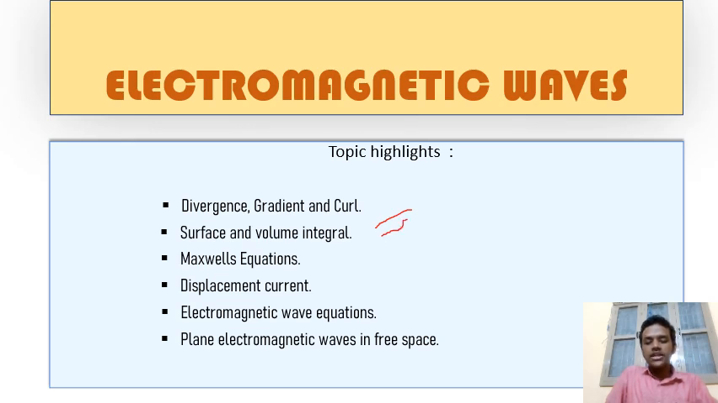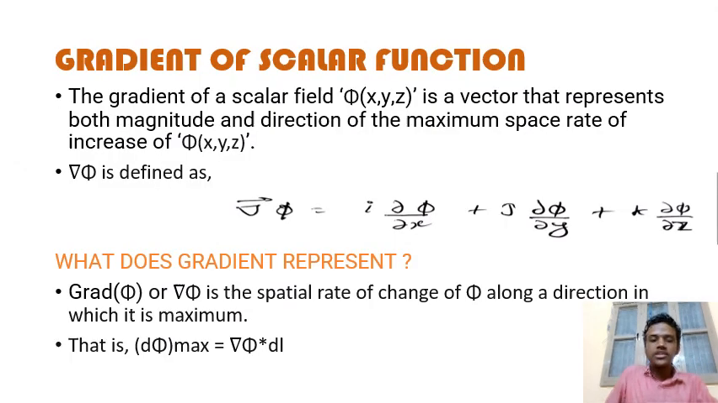The basic thing we need to know about in this chapter is gradient. Gradient operator is operated on a scalar function. The gradient of a scalar field results in a vector which represents the magnitude and direction of the maximum space rate of increase of the scalar function. It is defined as the space rate of change of phi along a direction in which it is maximum.